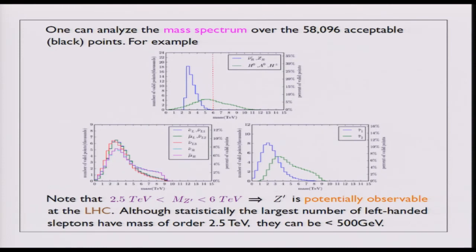You can look at stops, light and heavy stop, for example. And you find these are their typical masses, but you can get very light stop masses. I'll show you what that is in a minute. If you look at MZ_BL here, you find it's, again, between 2.5 and 6 TeV, so it's potentially observable at the LHC, and so on and so on.